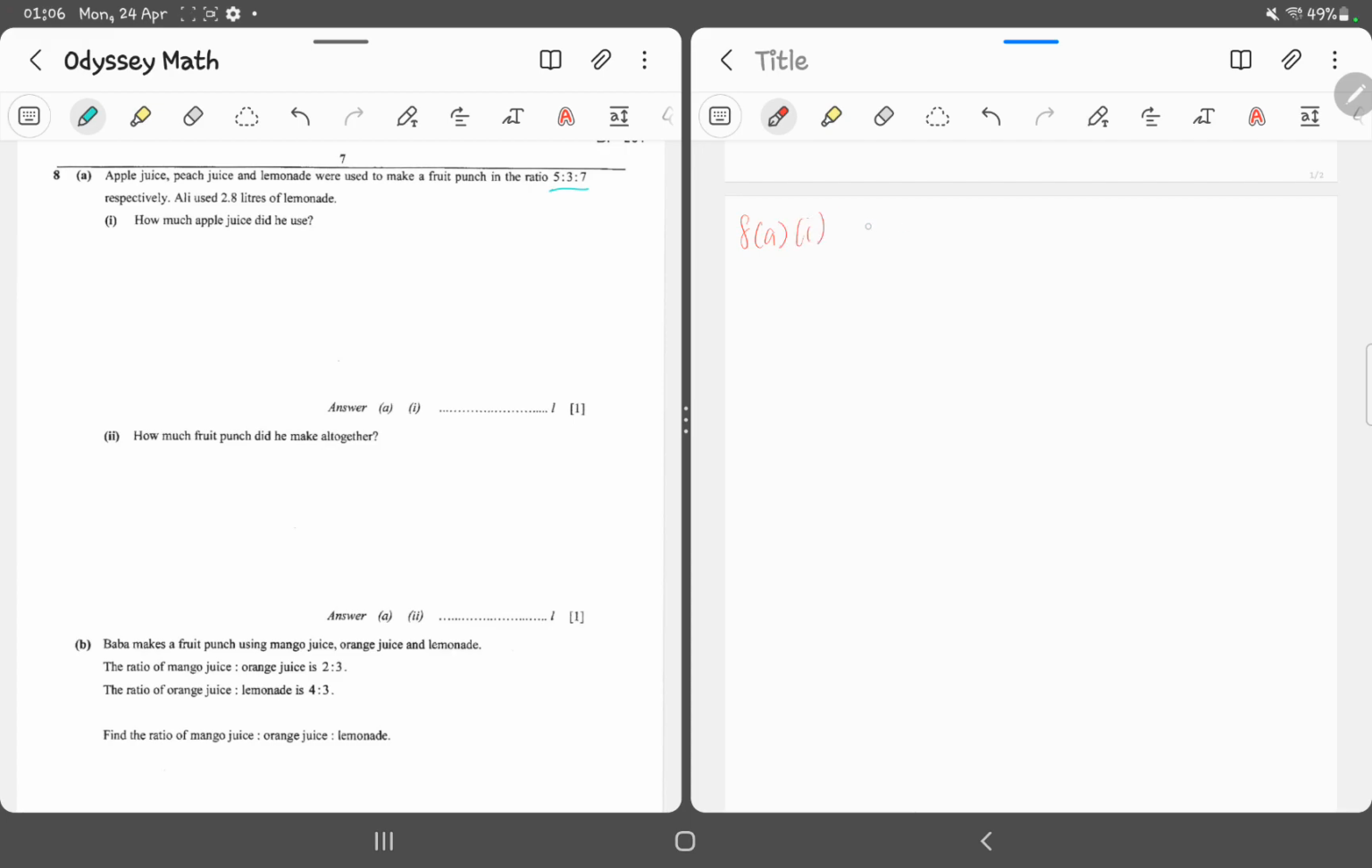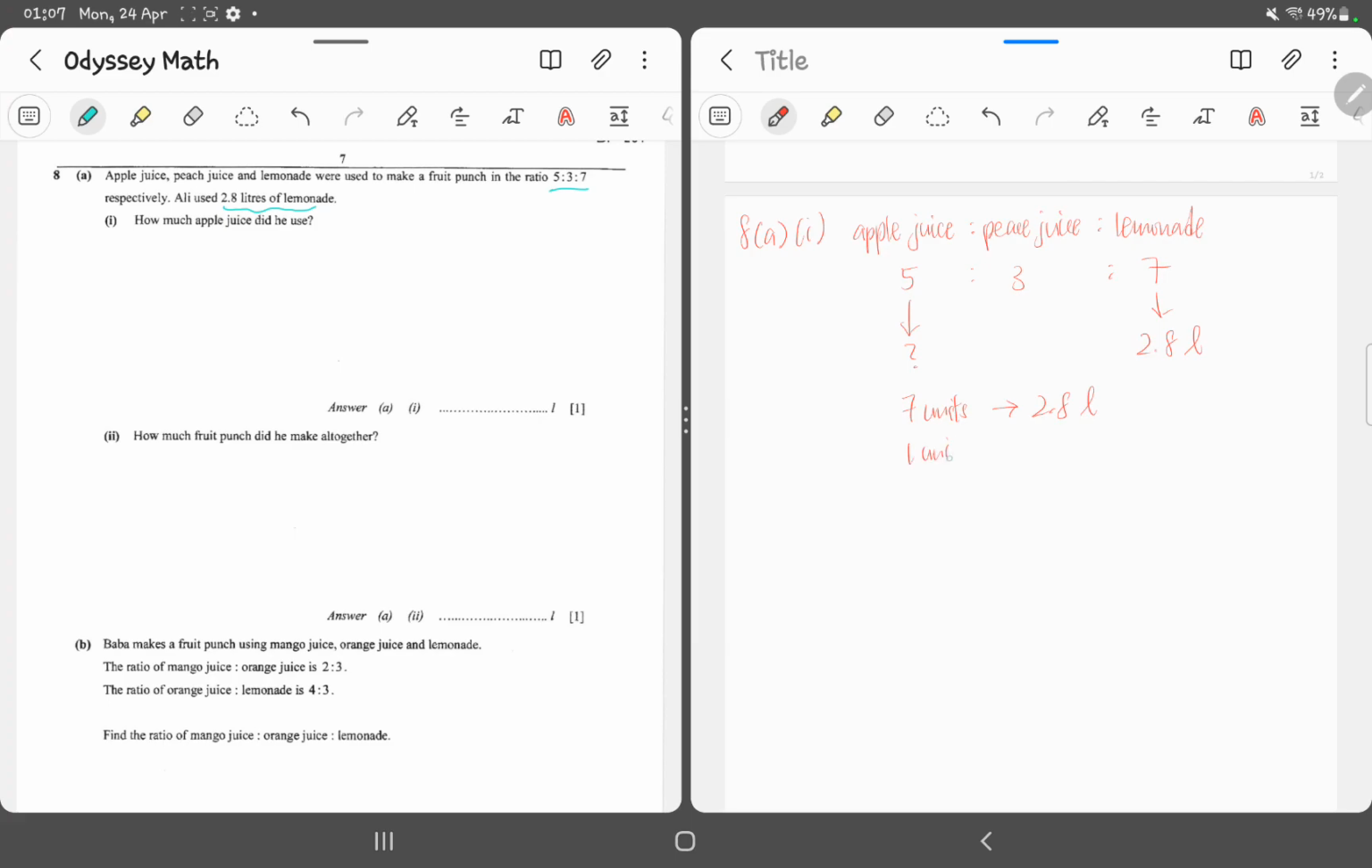Okay, so this is the ratio, right? Let's write it out. Apple juice is to peach juice is to lemonade. So the ratio given in the question is 5:3:7, and the question tells us that Ali has used 2.8 liters of lemonade. So the question wants us to find how much apple juice Ali used. Okay, so that means we can say over here 7 units is 2.8 liters, right?